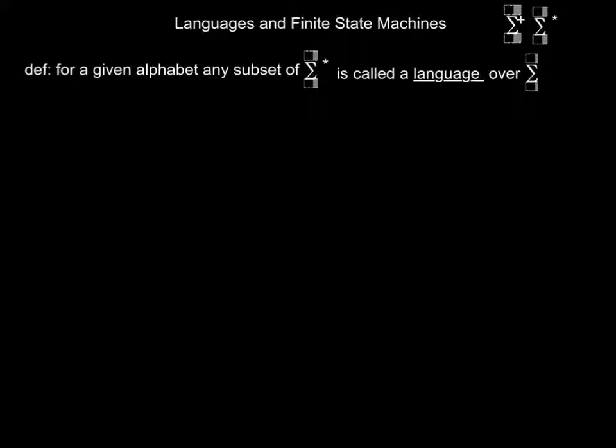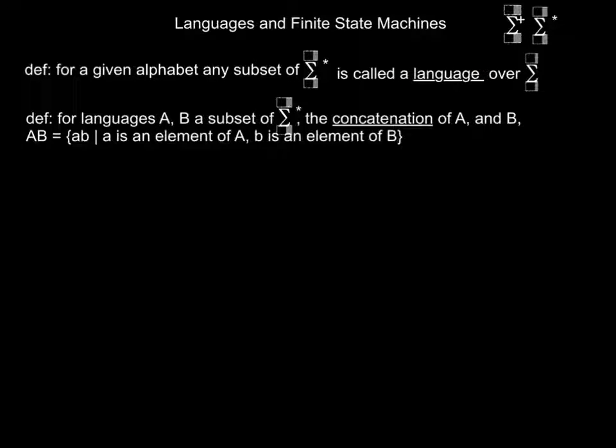For a given alphabet, any subset of sigma star is called a language over sigma. So the idea is we have this alphabet sigma, we construct all possible strings using sigma star, and then we take a subset of those strings which we use as our language. Once we have one language, we can build other languages. So for languages A and B, subsets of sigma star, the concatenation of A and B, denoted AB, is equal to the strings ab, where a is an element of A and b is an element of the set B.